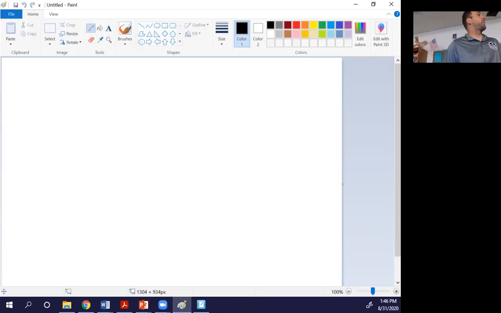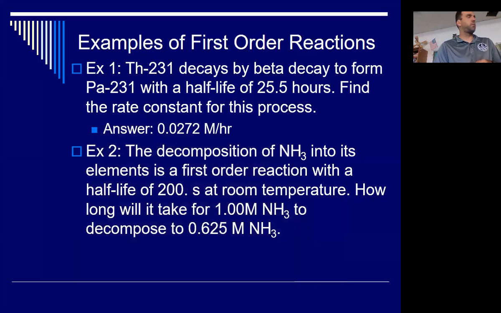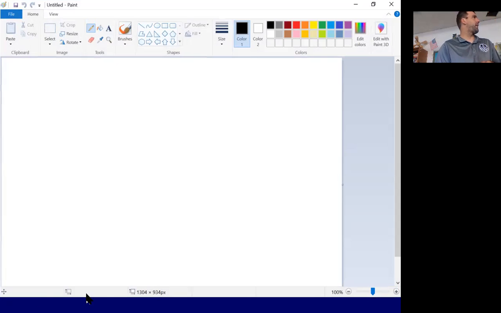All right, so because they gave us the half-life, and they say the half-life is 25.5 hours, I'm going to use my T1/2. T1/2, the half-life, equals ln2 over k.